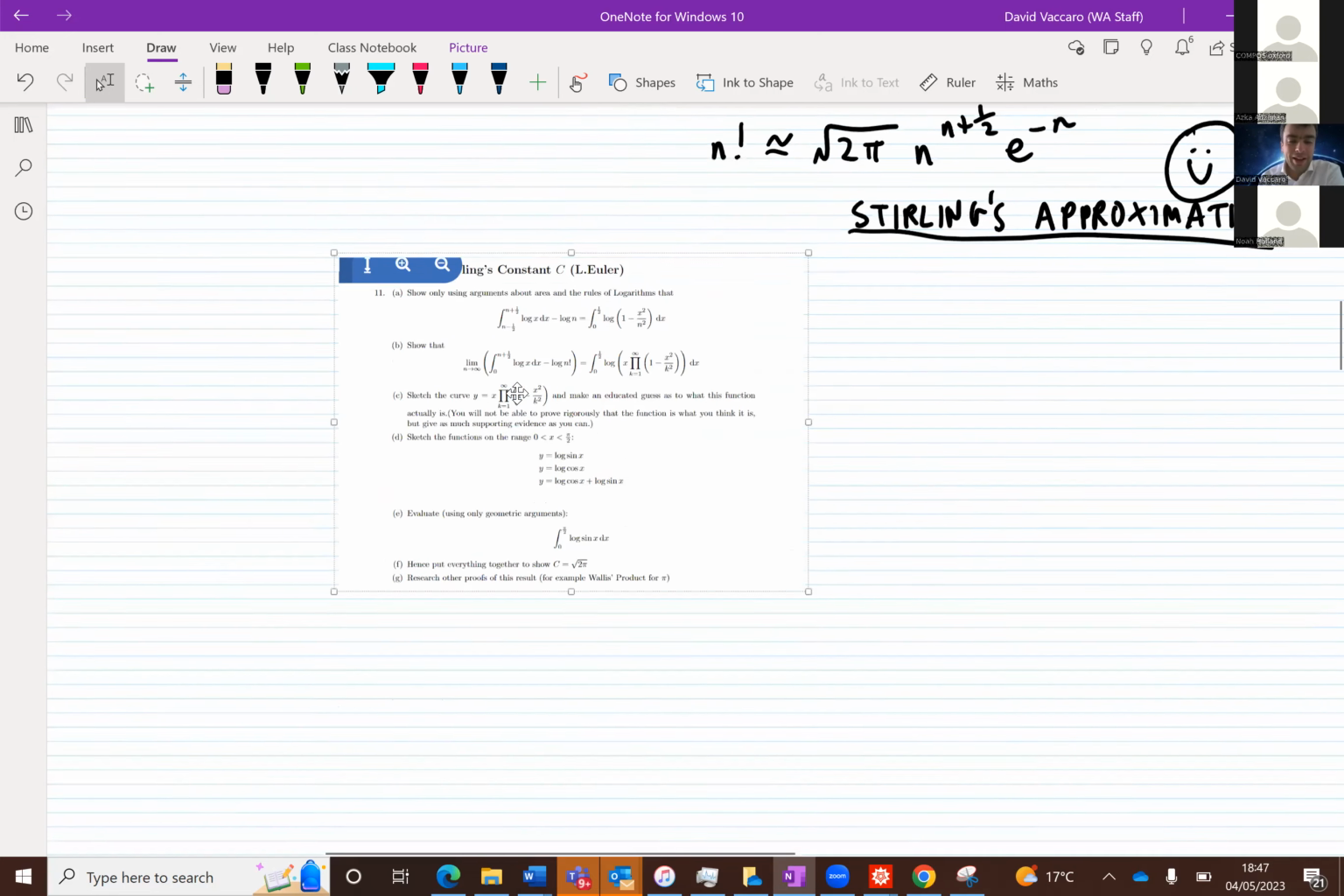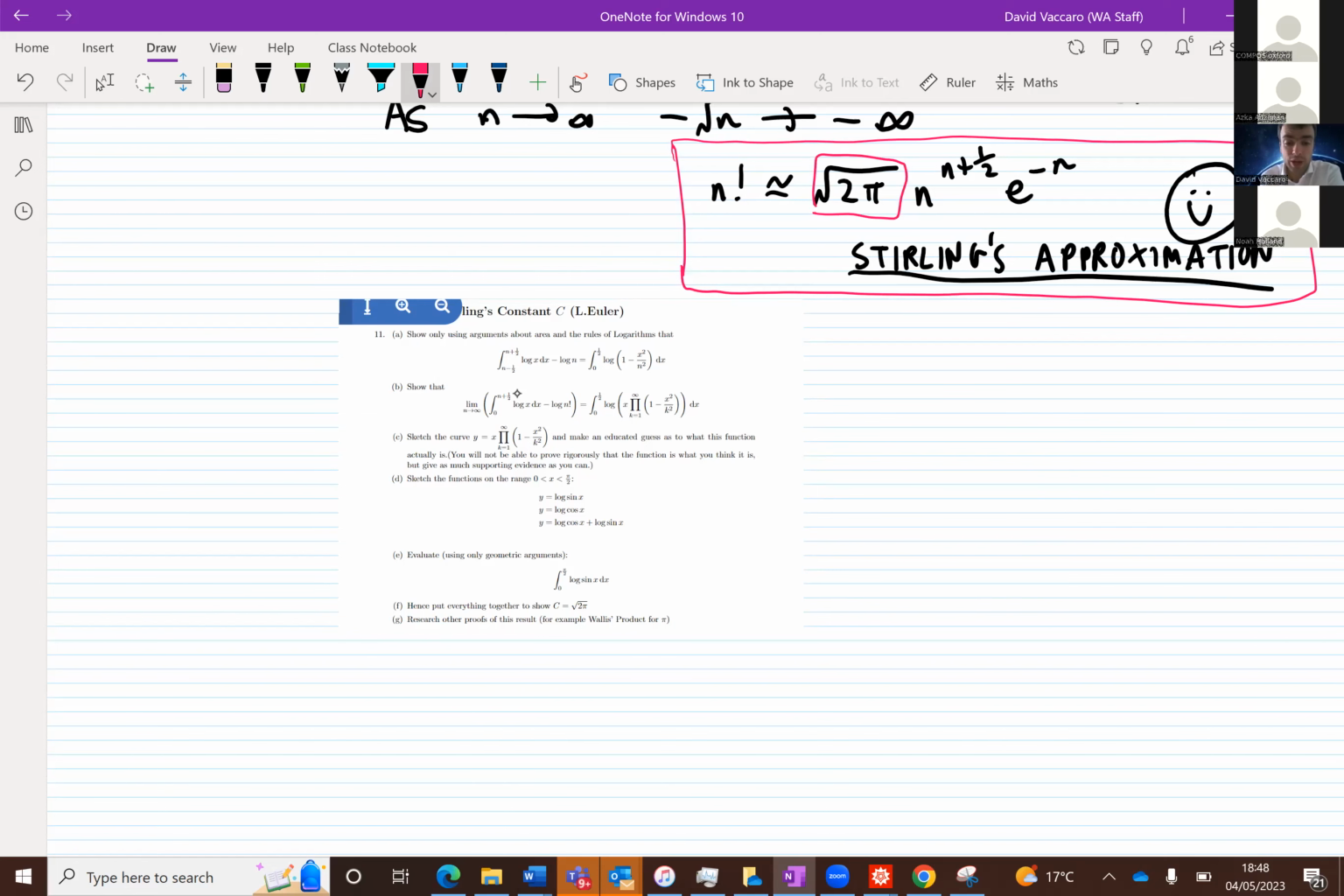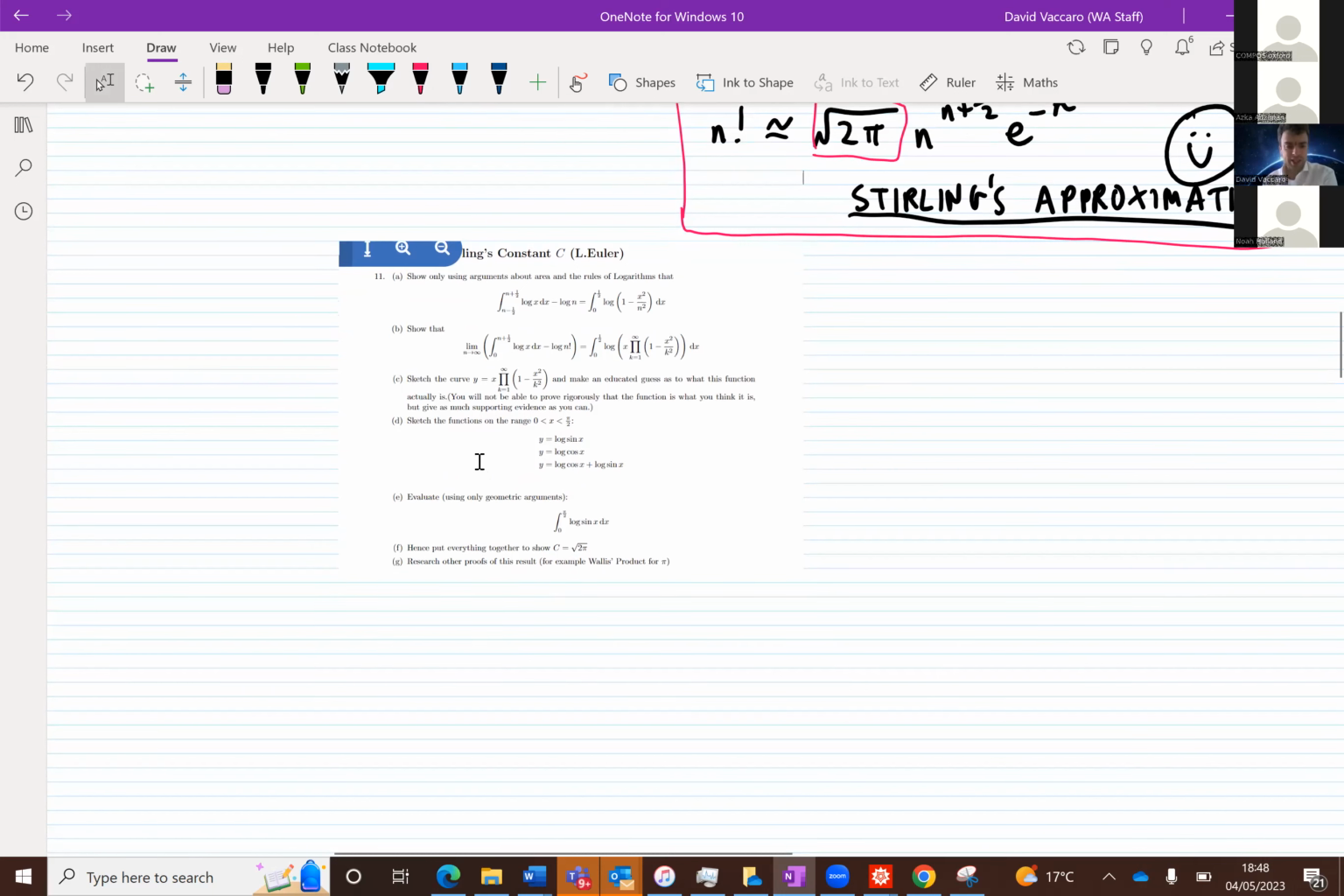I love Stirling's approximation. I think Stirling's approximation is a highlight of elementary mathematics, mathematics before it gets particularly complicated, stuff you can just do with A-level maths, as we saw. This is a particularly beautiful argument of how the mathematician Euler got this constant, square root of 2 pi. And actually, in the interest of time, I'm not going to get this done in 10 minutes. So I'm just going to put this into the chat.